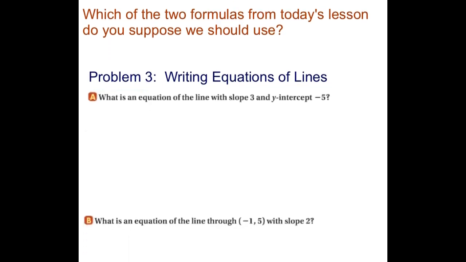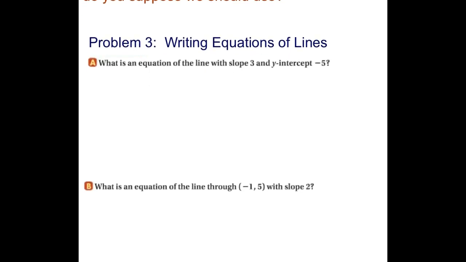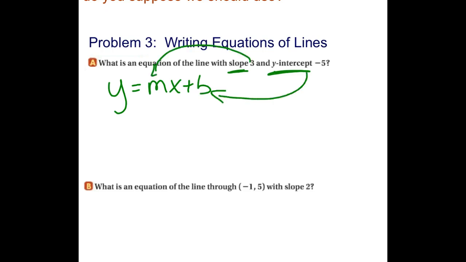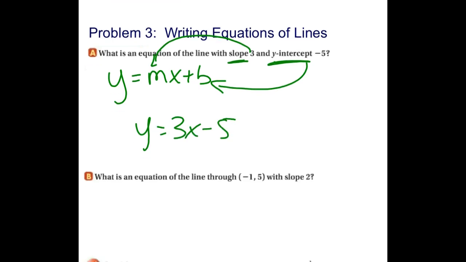So on this first one it says, what is an equation of a line with a slope 3 and y-intercept of negative 5? You're given a slope, you're given an intercept, you should be using slope-intercept form. We're just plugging in our numbers, and I get y equals 3x minus 5, and that's it. We look at the next one.